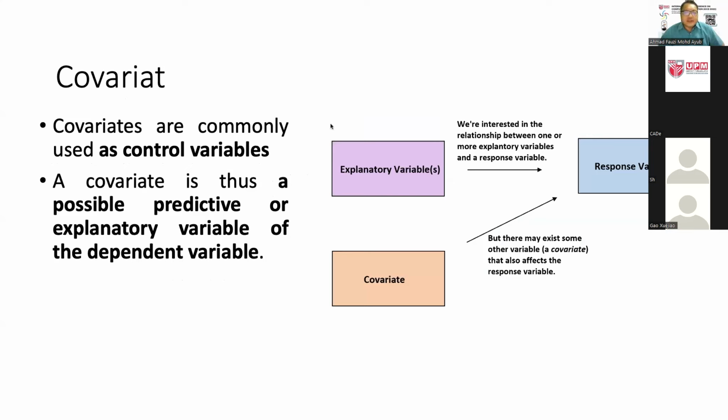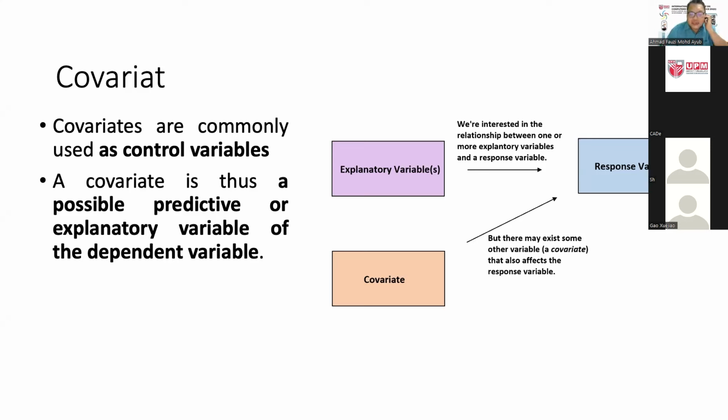Okay, so let's look at an example. We have the independent variable and the dependent variable. We are interested in looking at the relationship between the independent variable and the dependent variable. But maybe there are some other variables. This one is the extraneous variable, and it also affects the response of the variable. So let's say in this experimental design we have an imbalance in terms of gender. So we can use gender as a covariate. We can put gender as a covariate.